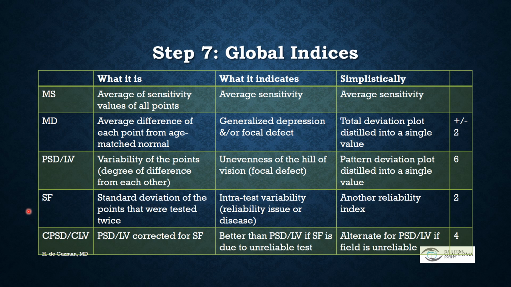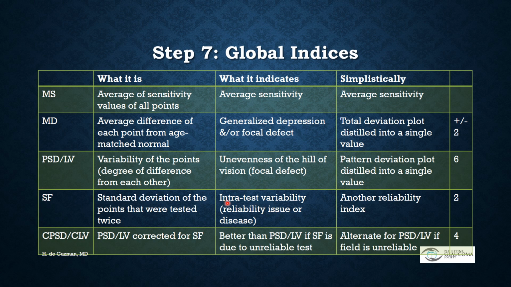What do the global indices indicate? The mean sensitivity is the average sensitivity. MD indicates generalized depression and/or a focal defect. So think of it as the total deviation plot distilled into a single value. Values of more than plus or minus 2 are abnormal, and the further away it is from 0, the more abnormal it is. PSD or LV indicate unevenness of the hill of vision, or the presence of a focal defect. So you can think of it as the pattern deviation plot distilled into a single value. And a number above 6 is abnormal, and the higher the number, the worse it is.